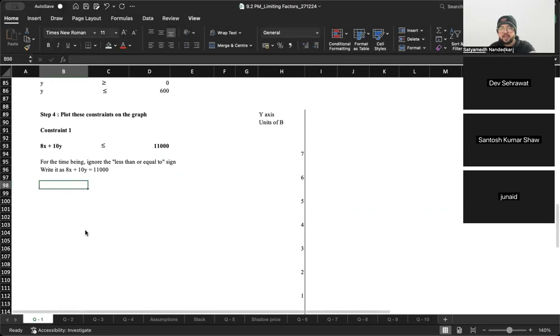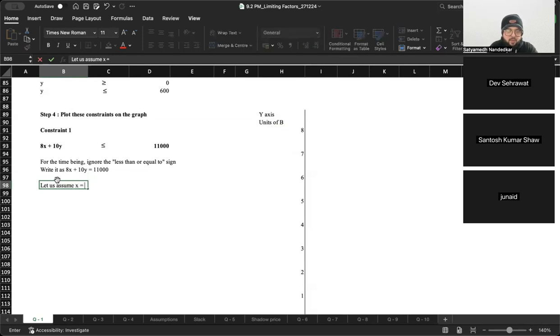Whenever you want to plot a line, the other day we discussed that you need 2 points on the line to do it, right? You need an x coordinate and you need a y coordinate. So for doing that, you will say, let us assume x equal to 0. Okay, if x equal to 0, y will be equal to 1100. Substitute x equal to 0 here. Then 10y becomes 10y equal to 11,000. Y will be 1100.